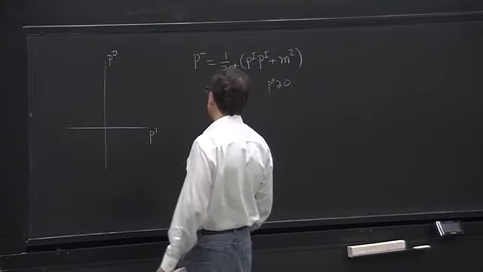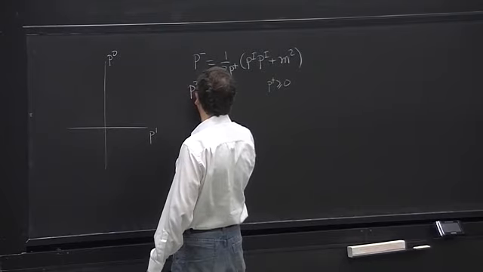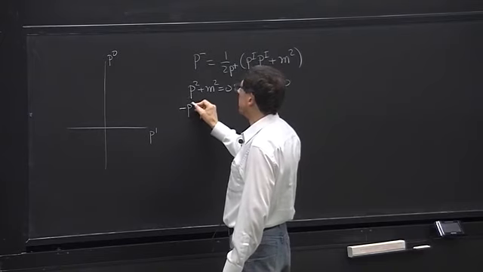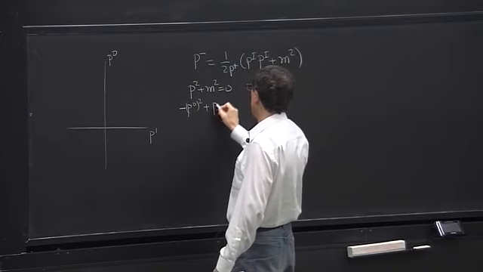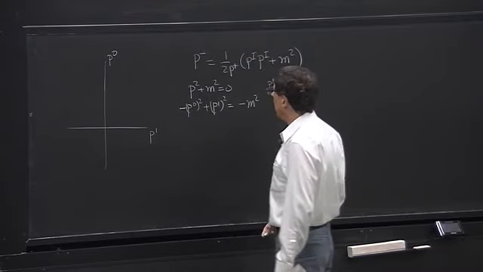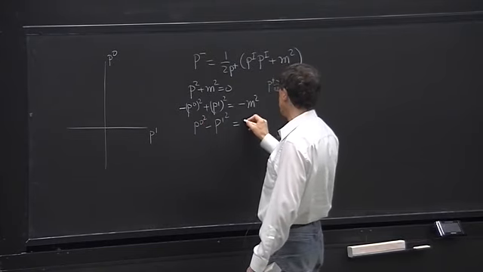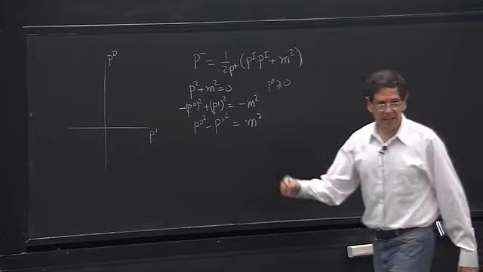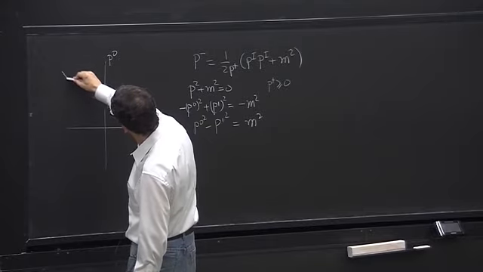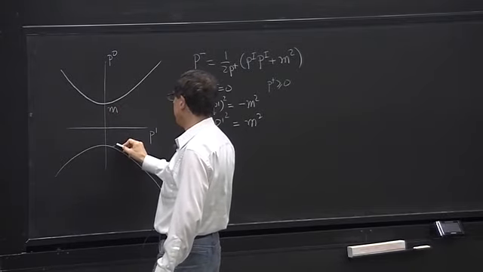And then the hyperboloid of solutions of the equation P squared plus M squared equals 0 is, well, minus P0 squared plus P1 squared is equal to minus M squared, or P0 squared minus P1 squared is equal to M squared. And that gives you this usual hyperbola, with M and minus M.